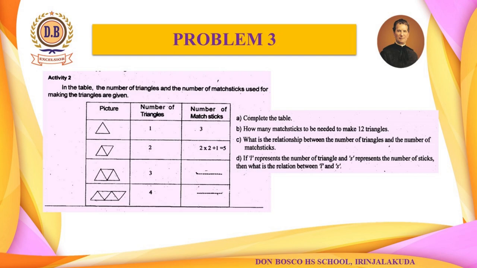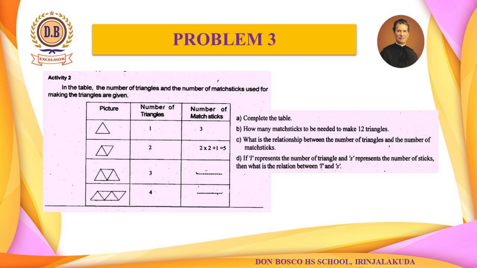Listen to the questions. First, complete the table. Second, how many matchsticks are needed for making 12 such triangles? Third, what is the relationship between the number of triangles and the number of matchsticks? And in the fourth question, if L represents the number of triangles and S represents the number of matchsticks, then what is the relation between L and S?